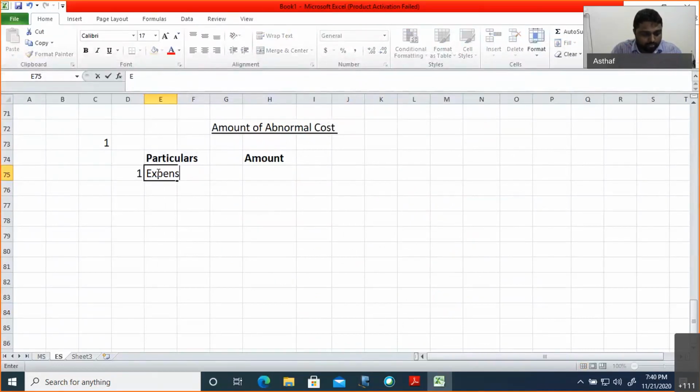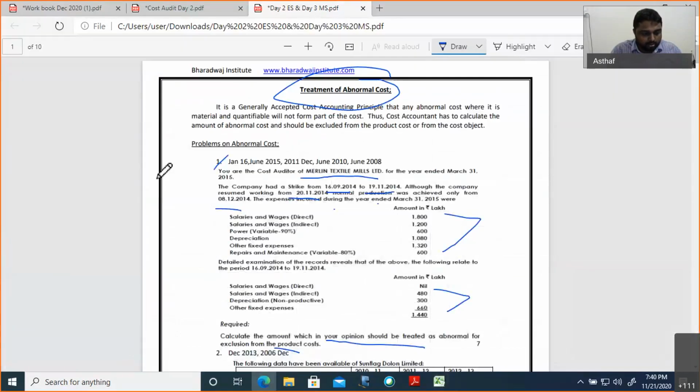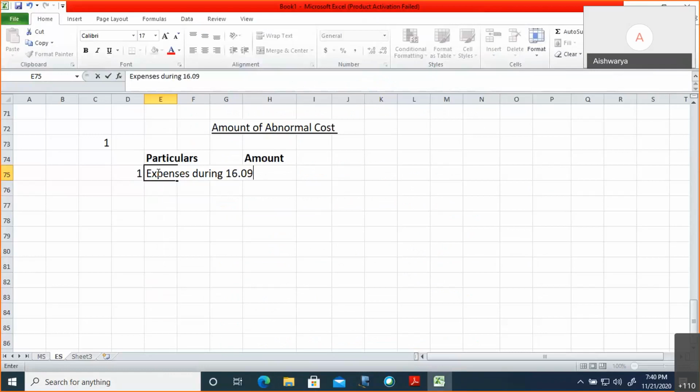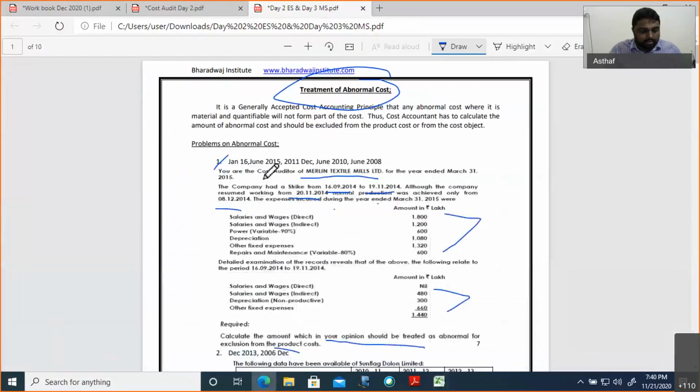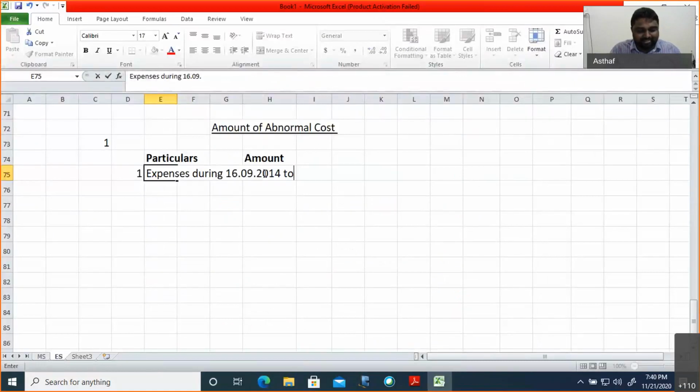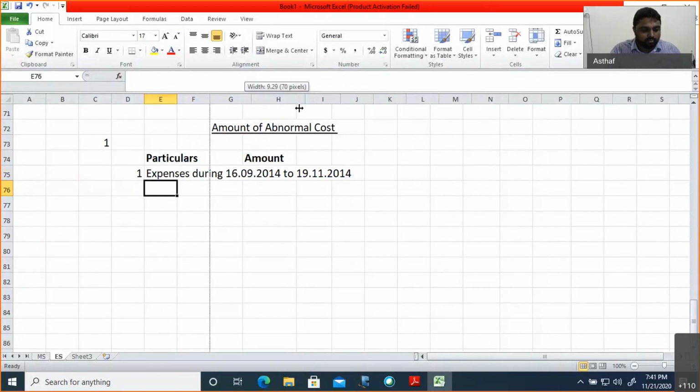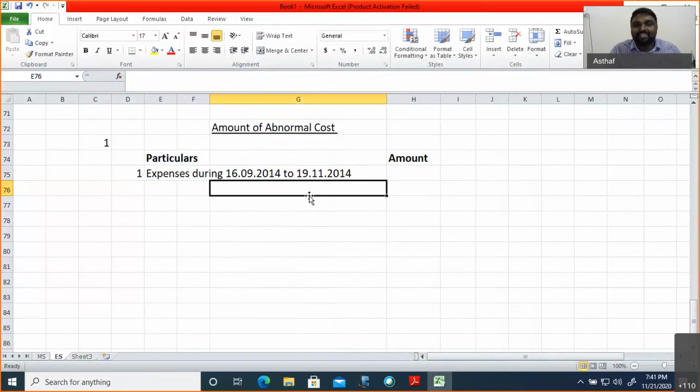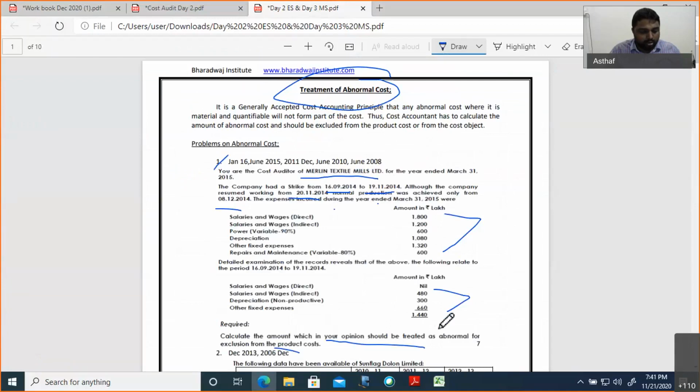Expenses during 16/9/2014 to 19/11/2014. What is the amount? 1440.